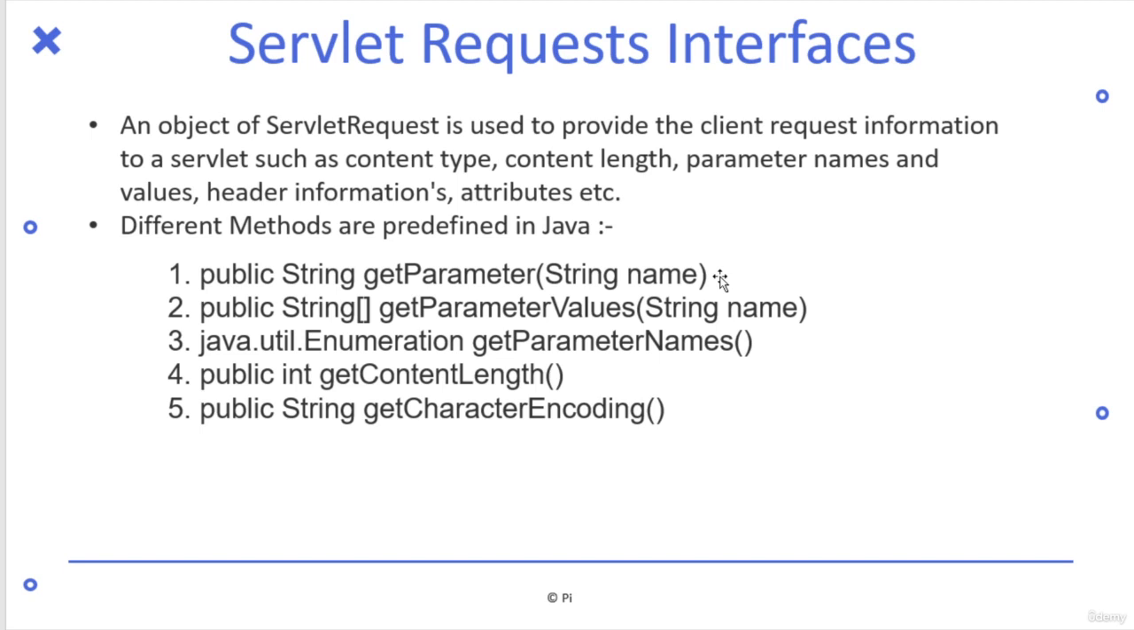We can use servlet request for that. There are several different methods for servlet interfaces, like public String getParameter is one method, getParameterValues is one method, and Enumeration with getParameterNames method gives the parameter names. Then getContentLength, getCharacterEncoding, etc. There are too many methods already created. These are the default methods inside this. This is all about the servlet request interfaces.